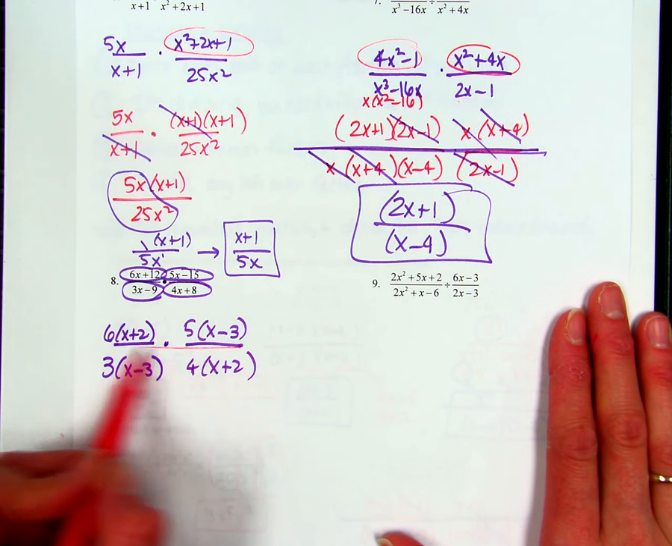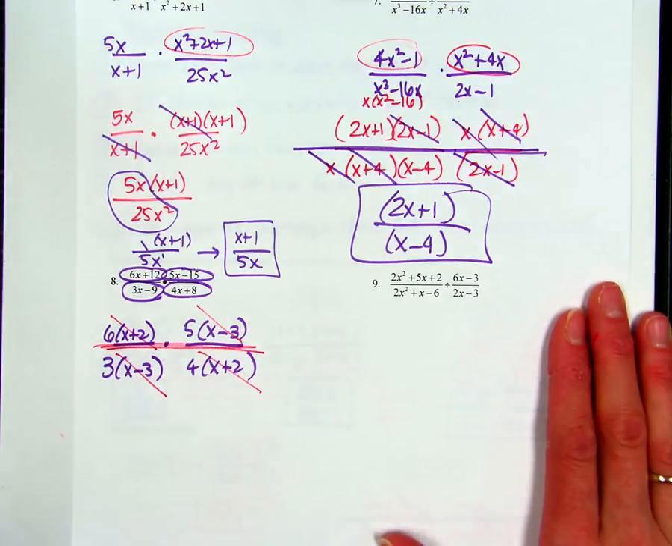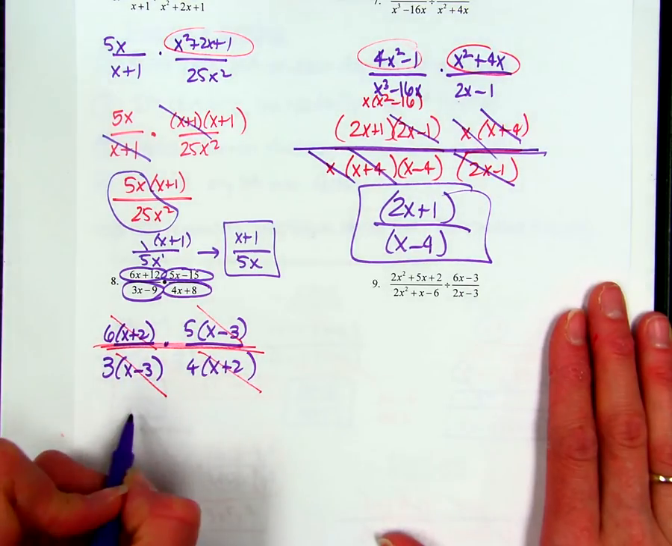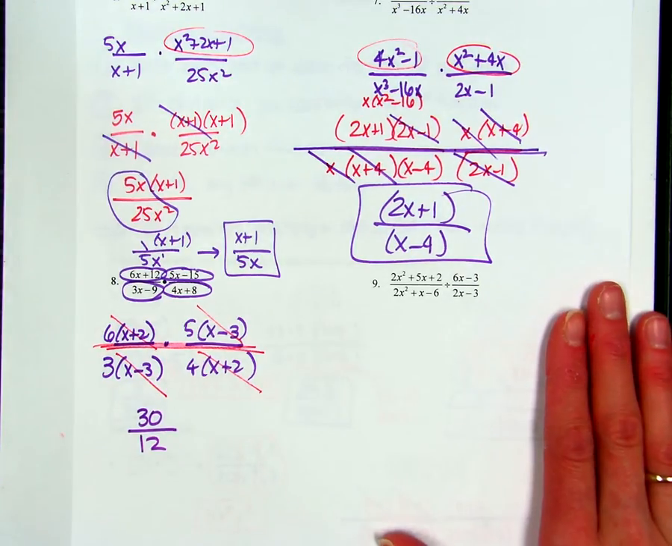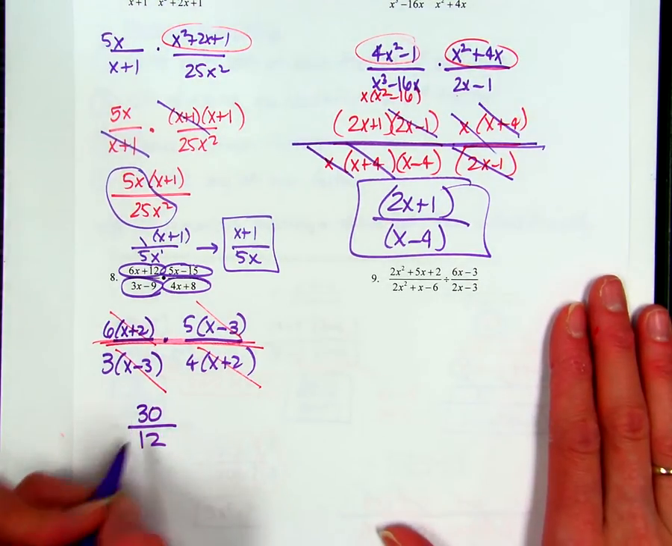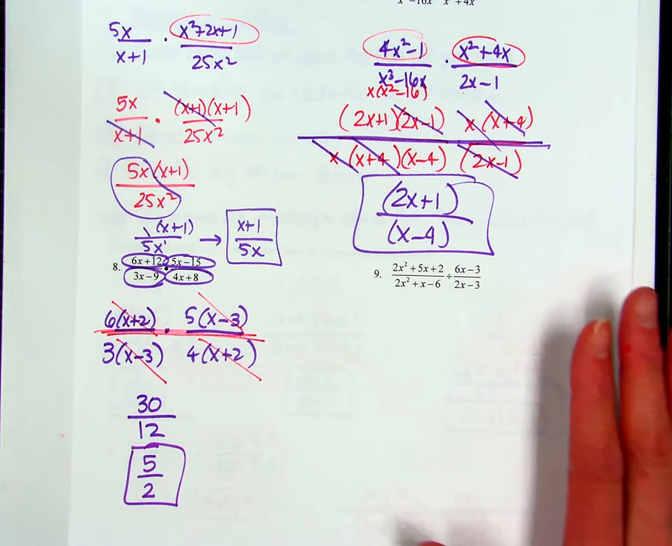So now if I look anywhere on the top with anywhere on the bottom, x plus 2's cancel, x minus 3's cancel, and I'm left with 6 times 5, that's 30. 3 times 4 is 12. But now that could reduce. So if I divide them both by 6, I get 5 over 2. Then that's your final answer.